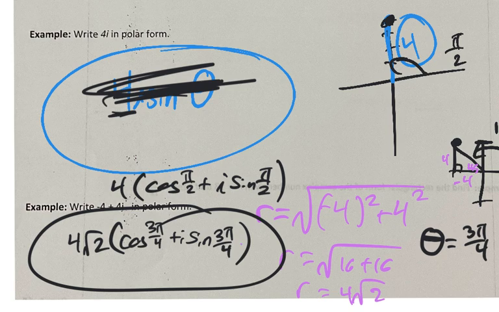What is cosine of pi over 2, though? Pi over 2 is 90. What is cosine of 90? 0. Which means, really, this part we could ignore. It could just be 4i sine of pi over 2.